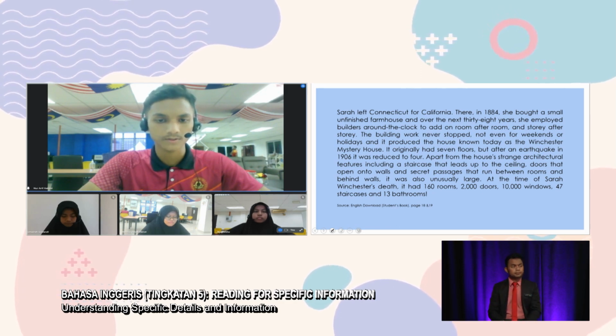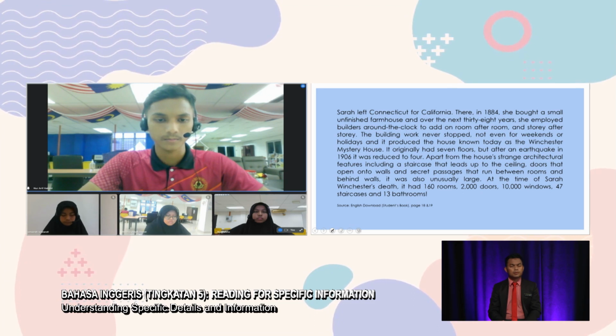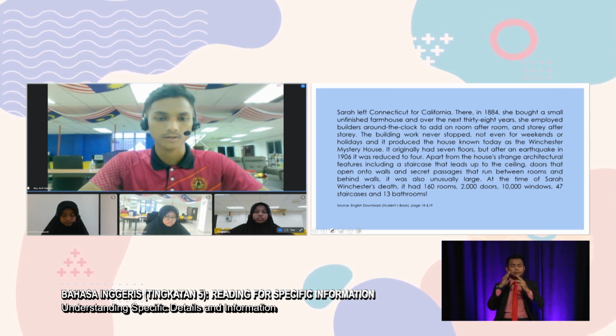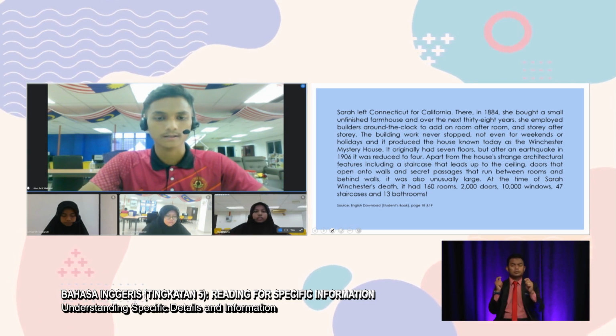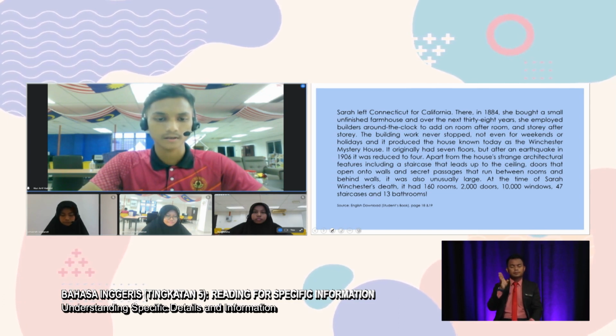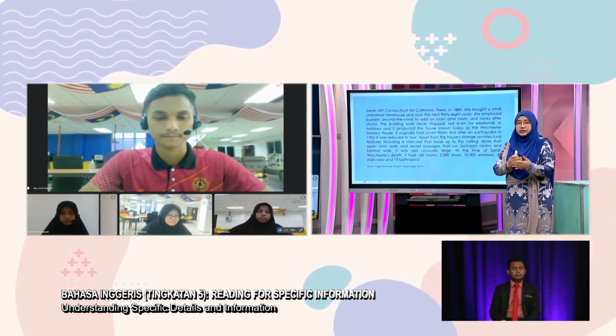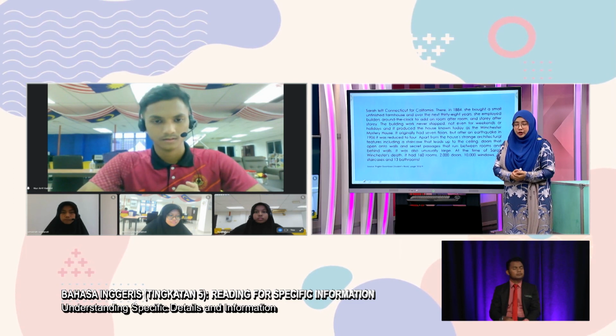Apart from the house's strange architectural features, including a staircase that leads up to the ceiling, doors that open onto walls, and secret passages that run between rooms and behind walls, it was also unusually large. At the time of Sarah Winchester's death, it had 160 rooms, 2,000 doors, 10,000 windows, 47 staircases, and 13 bathrooms. Okay, thank you, Arif. So what's the main idea for this paragraph?